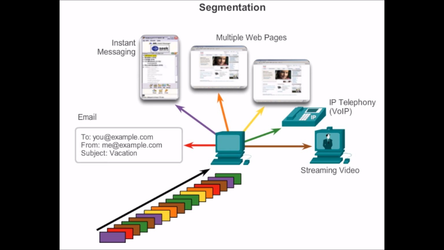Segmentation. The transport layer divides the data into segments that are easier to manage and transport. It allows conversation multiplexing, which means that multiple applications can send and receive data in the network at the same time.